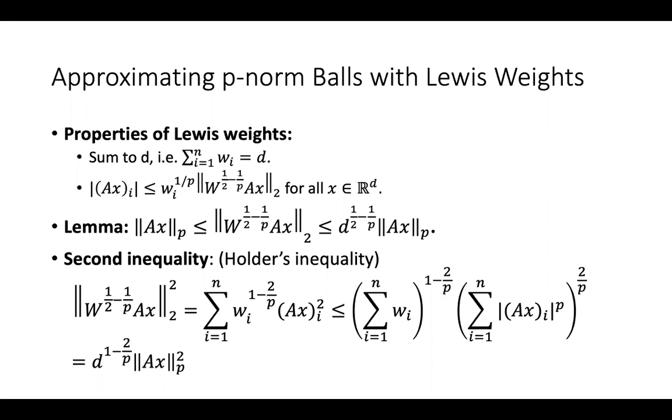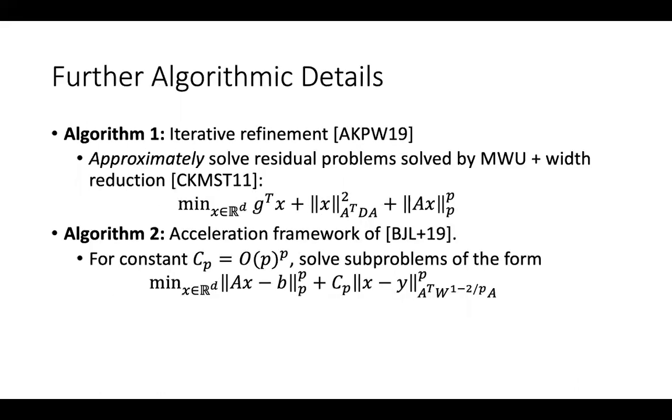So that is a proof that I can sandwich the A x p-norm with an ellipse, which is actually just reweighting different rows of A up to a d to the 1/2 minus 1 over p factor, instead of the more naive n to the 1/2 minus 1 over p factor. Okay, so let me briefly touch on how you actually use the Lewis weights in the algorithms.